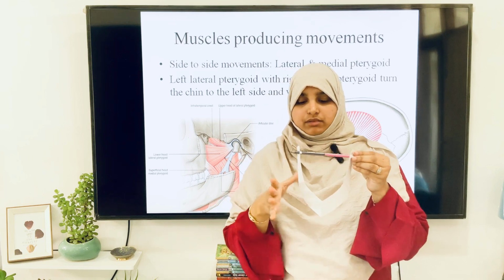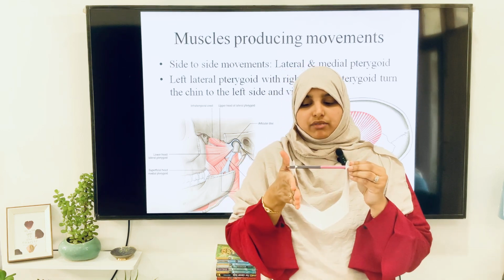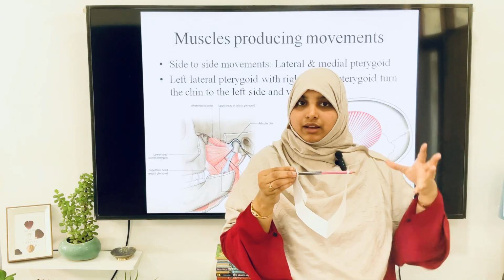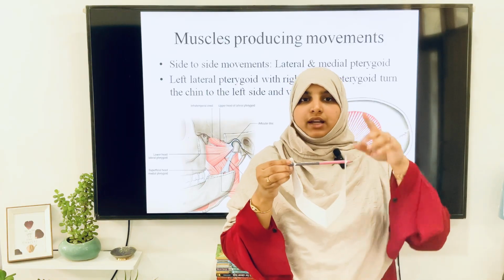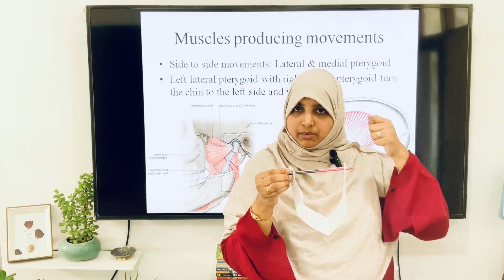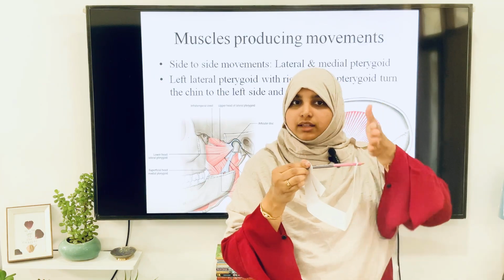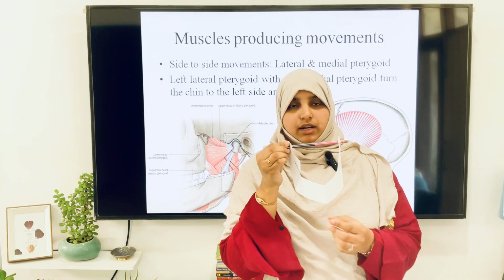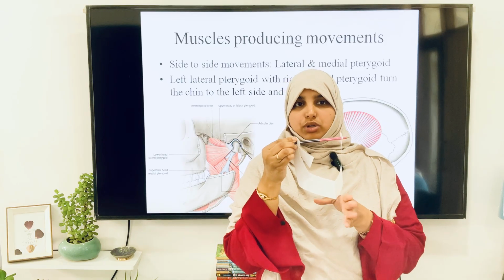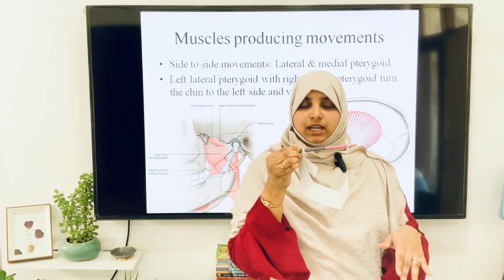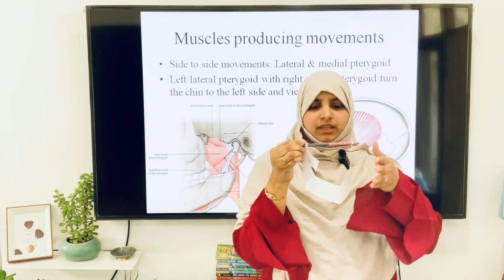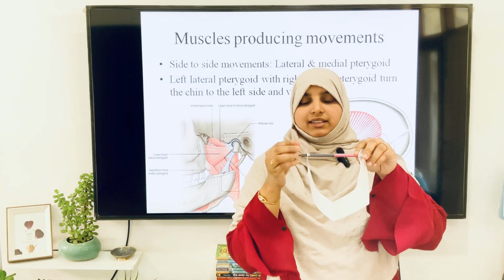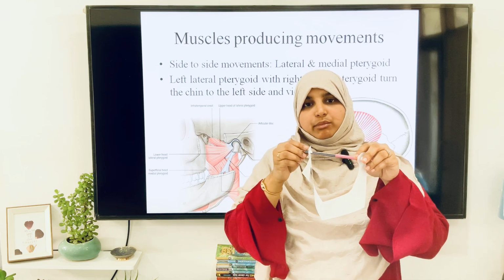So imagine, this is the jaw, here we have the lateral pterygoid and the medial pterygoid. When the right side's pterygoids are contracting, the left side temporalis is contracting at the same time. The pterygoids are causing protrusion, and the other one, the left side temporalis, is causing retraction. So they are simultaneously contracting, so that the chin is going to deviate towards the left side. Next, the left side's pterygoids will be contracting, so there will be protrusion, and the right side's temporalis will be contracting, so there will be retraction.